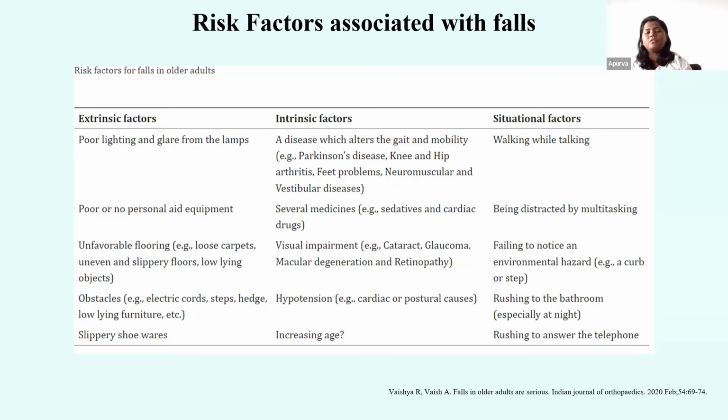Some extrinsic factors are poor lighting, poor handling of the assistive aid, and unfavorable flooring such as loose carpets, slippery floors, and any obstacles present over the floors, which are associated with a higher risk of falls. Similarly, when we take these extrinsic factors into consideration, there are also some situational factors, where urgency at night to use the washroom is increasing the risk of fall. Urgency to attend a telephone call is increasing the risk of fall, and so forth.